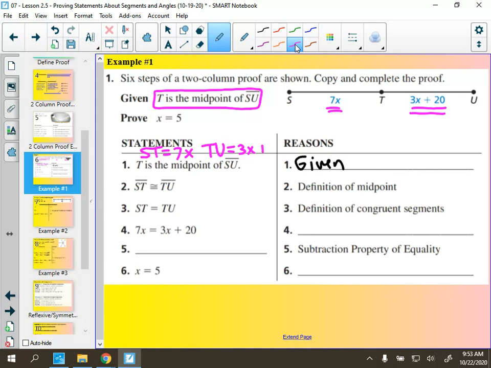So remember, I'm using my symbols correctly. I don't have a bar above the TU here. I don't have a bar above the ST because we're talking about the lengths themselves. The length of TU is 3x plus 20. The length of ST, again, that was given information.